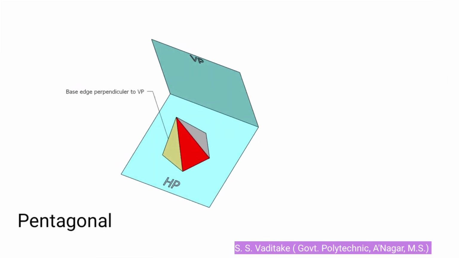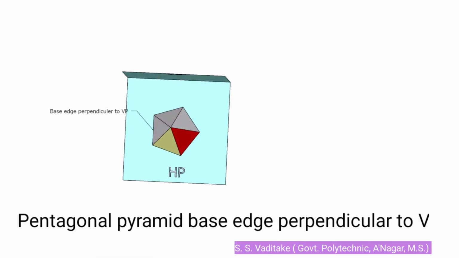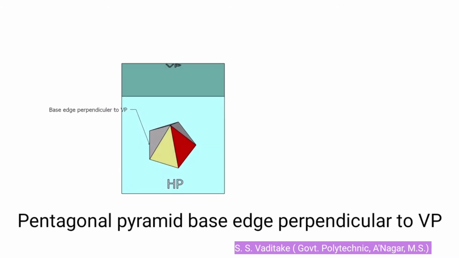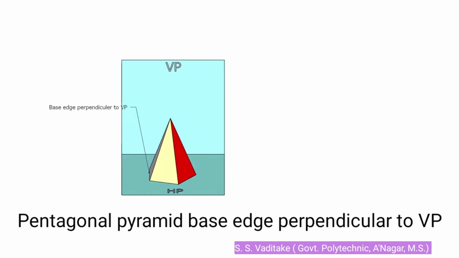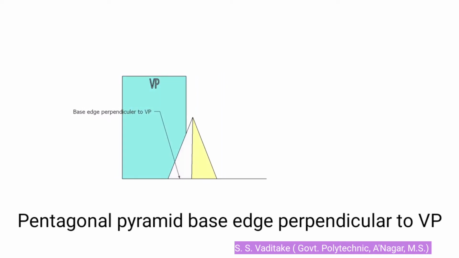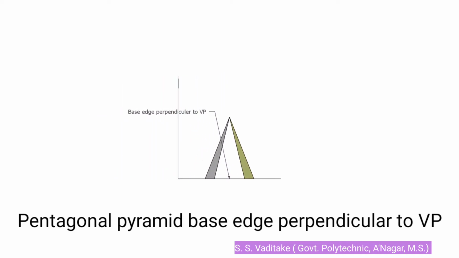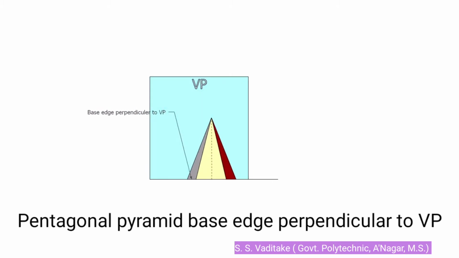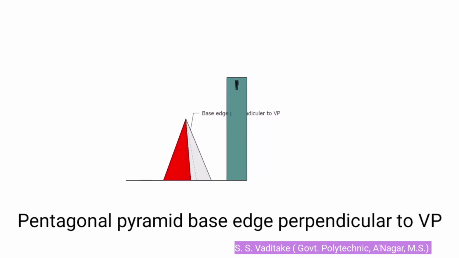Now this is a case of a pentagonal pyramid of which the base edge is perpendicular to VP. Then we have to draw its top view first, because its axis is perpendicular to HP. Then we have to draw its front view.